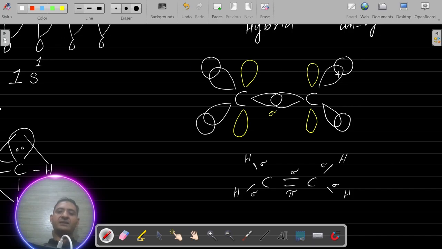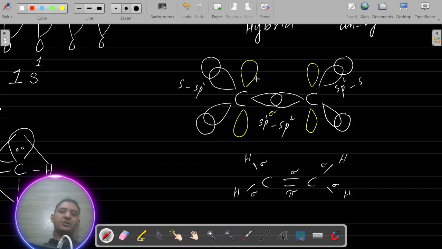Here we can see it is an sp2-s bond because this orbital is sp2 and it is bonded with s. Here we have this s, and this s is making a bond with this sp2, just like this and this. Now what about this? It is sp2 overlapping with sp2.